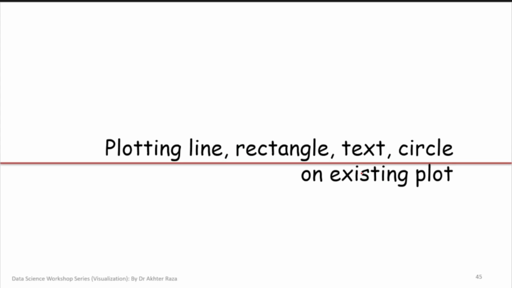Plotting line, rectangle, text, circle on an existing plot. We can write text as a title of the graph, or we can type a text inside the graph still. So there are further options we have with the text command. We have to specify the position by identifying the row number and the column number of the screen where the text starts. So these options we are going to enhance in our visualization examples.